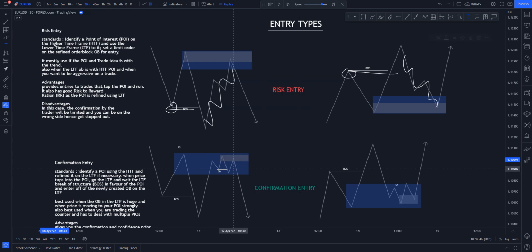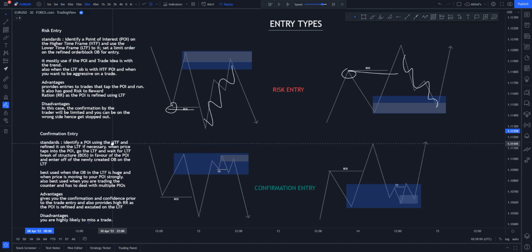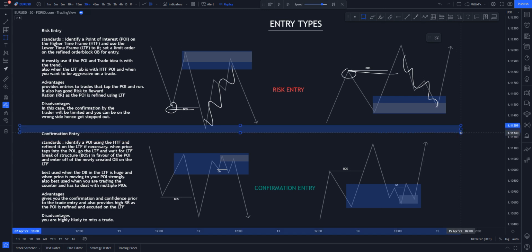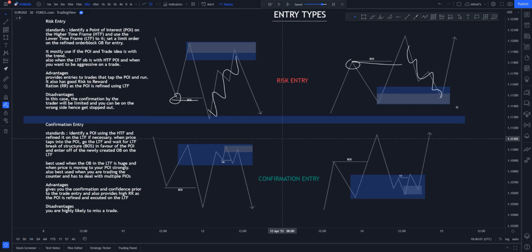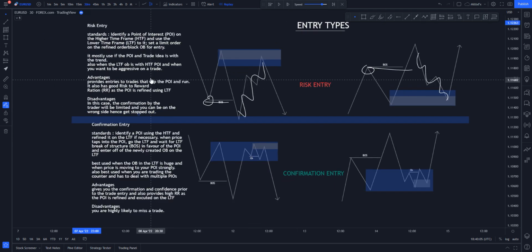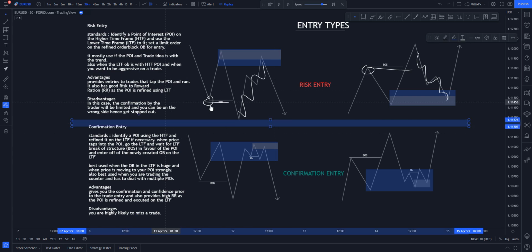Good. So now we have our risk entry and our confirmation entry. Let me just divide it by bringing down a line here. So we have our risk entry and our confirmation entry. All right, let's talk about the risk entry first.